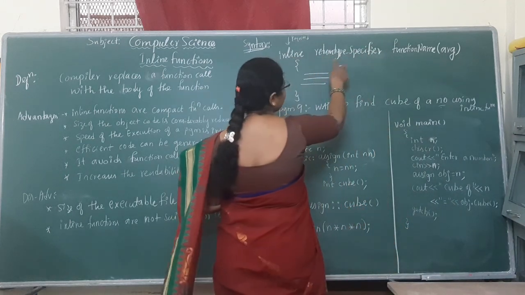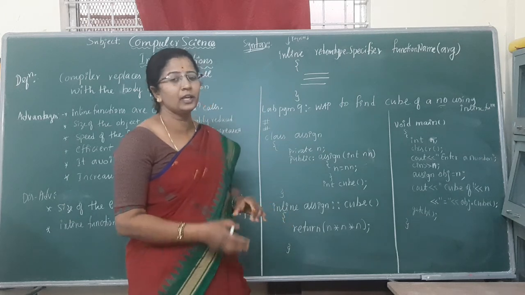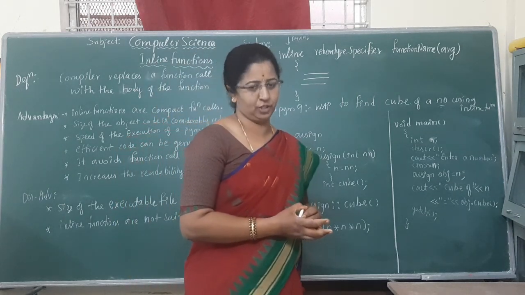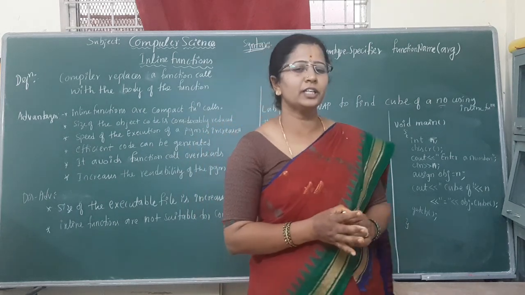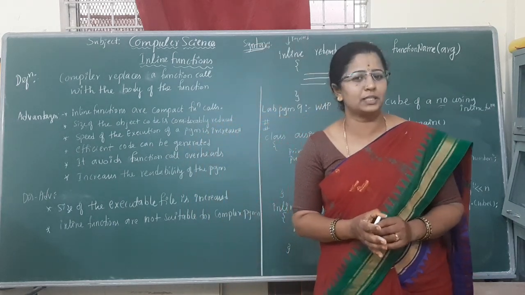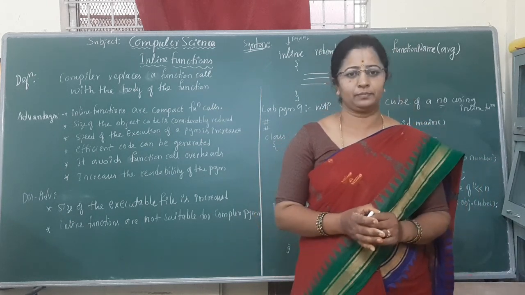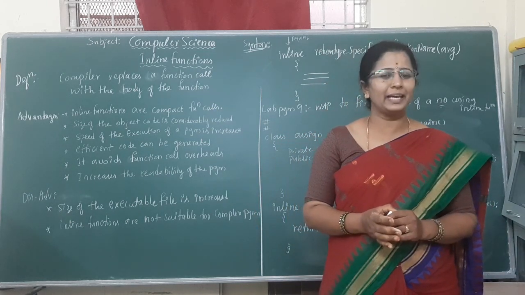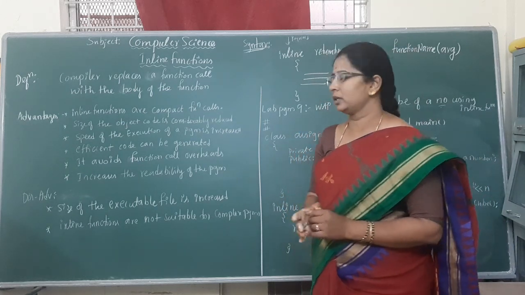Inline, followed by return type specifier, function name, arguments, and within the body we need to write the body of the inline function. Inline functions are small functions. They execute very fast. They are not suitable for complex programs. These are the characteristics of your inline function. What are the advantages and disadvantages?